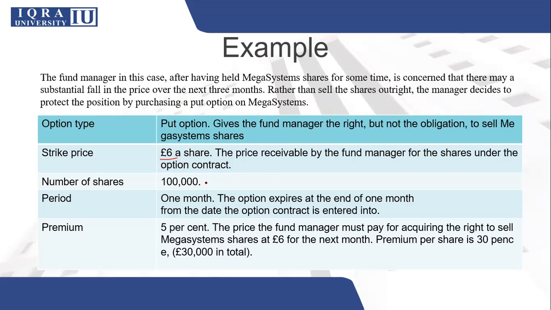The number of shares are again 100,000. The period is again 1 month, and the premium is 5% of the strike price. That means 5% of 6, which means 0.30. £0.30, or you could call it 30 pence. Now the number of shares are 100,000, so on one share the premium that you will have to pay is 0.30. That means £30,000 is your premium amount that you will have to pay in total.